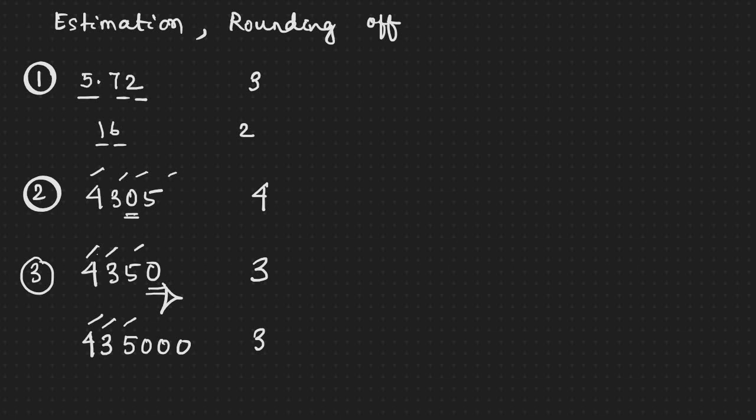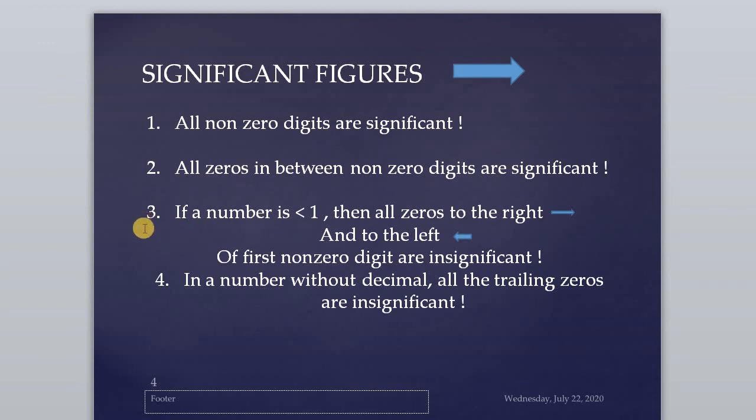Okay, now comes the next part, point 3. If a number is less than 1, that means it is a decimal or fraction. If a number is less than 1, all zeros to the right of the decimal point and to the left of the first non-zero digit are insignificant.